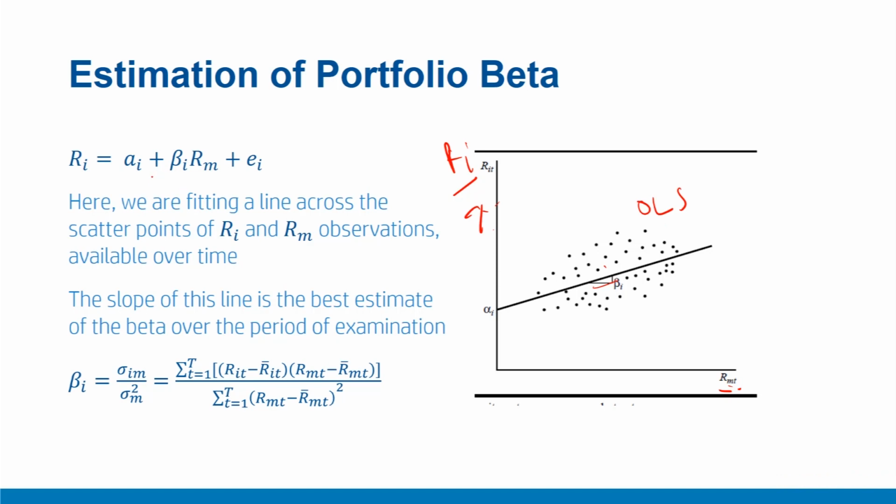Now, once you have this kind of expression, the value of beta is very easily computed in the form of this expression, which is nothing but sigma im, the covariance between security i and m, divided by sigma square m, the variance of the market. This is nothing but the summation over t equal to 1 to T of (RIt minus RIt bar) into (RMt minus RMt bar), divided by the summation over t equal to 1 to T of (RMt minus RMt bar) raised to the power 2. So this is the expression which is driven by this regression model.